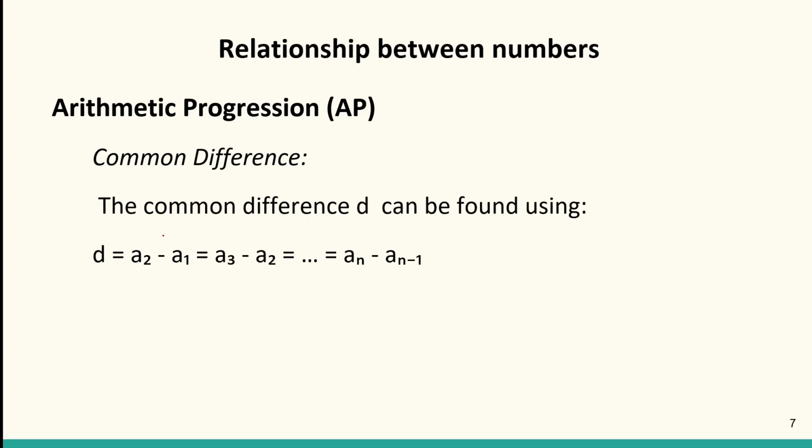So the common difference d can be found using d is equal to a2 minus a1 is equal to a3 minus a2 and so on, up to an minus a(n minus 1).